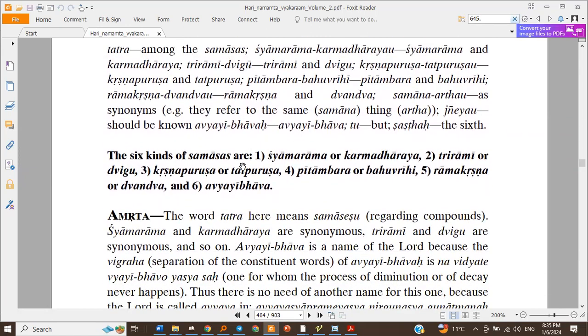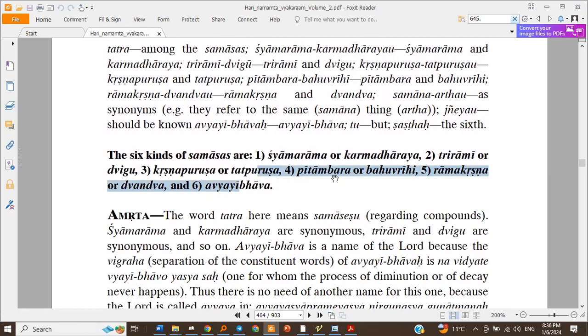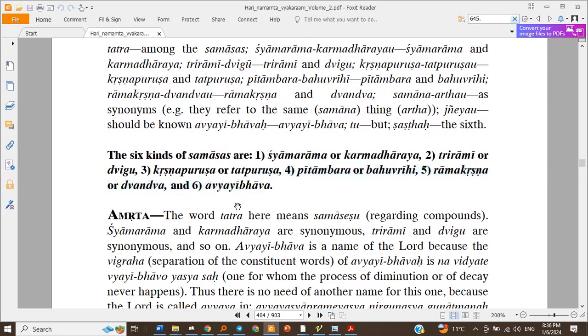So six kinds of samasas. The Shamaram equals to Karmadharya. So the Karmadharya is Shamaram Samasa. Dvigu is the Sri Rami Samasa. Tatpurusha is Krishna Purusha. Bahuvrihi is Pitambara. And Dvandva Samasa is Ramakrishna Samasa, and the last one is the same at both the places, Avyai Bhav Samasa.